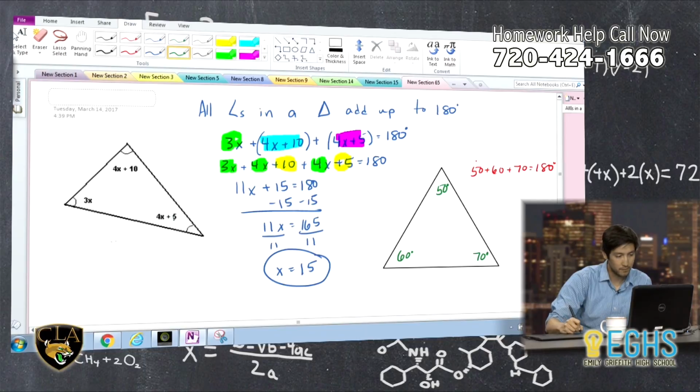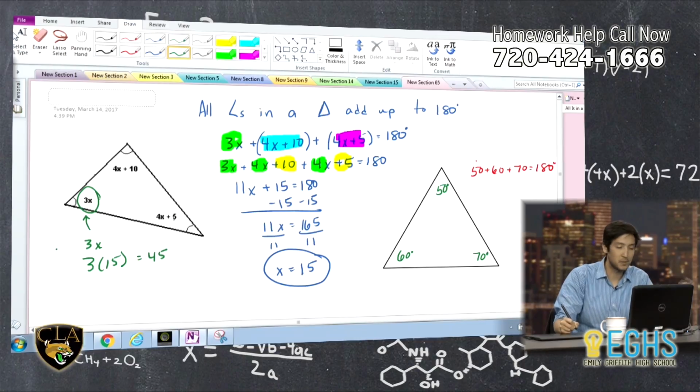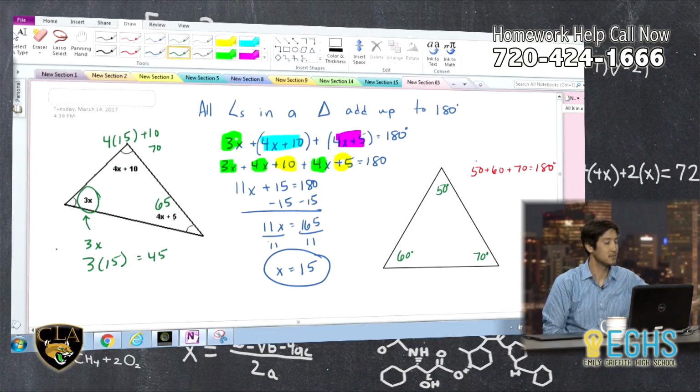But if I wanted to actually figure out what this angle is right here, then I would say that this is 3x, and I know that x is 15 now, so this is 3 times 15, which is 45. Right, so we're just plugging everything in here, and I could say that this is 4 times 15 plus 10, which is 70. And you can either plug in here, or you can say, look, I got 115 here. This has to be 65. You can double check it. 4 times 15 plus 5 is 65.